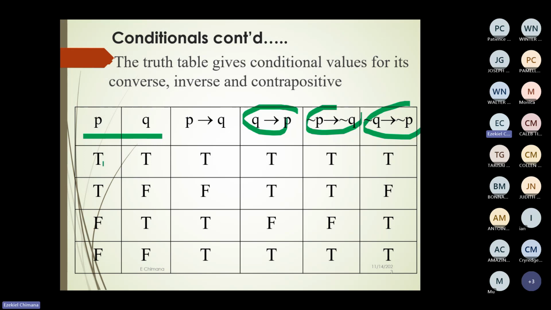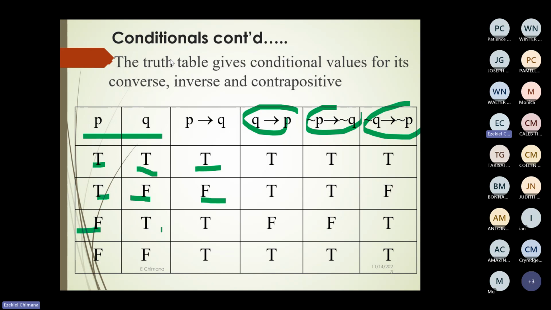So true, true, false, false, true, false, true, false. These are what you actually start with, and then we fill in all these values. So here true implies true, we get a true. True implies false, we get a false. False implies true, we get a true. And then false implies false, you're going to get a true there.